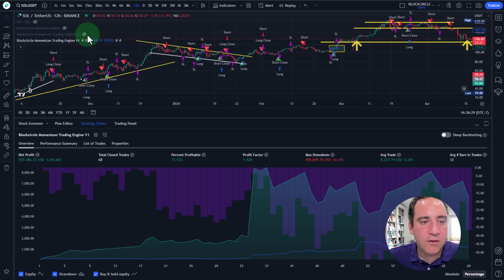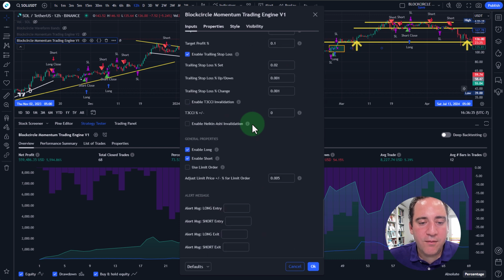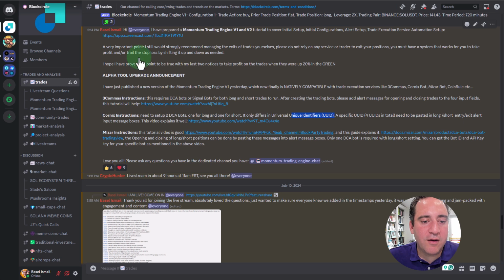So I'll show you. If you're using version 1 or version 2, let's stick to version 1 here, and drag all the way down. See these 4? For example, if you're trying to automate it on Cornix, it's going to give you 4 UUIDs. A UUID is a universal unique identifier. They give you an identifier for your particular account.